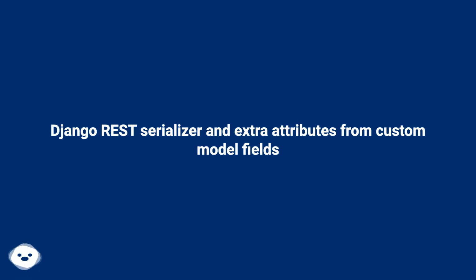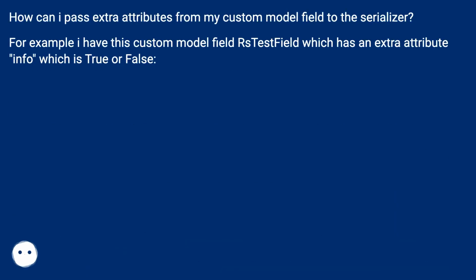Django REST Serializer and extra attributes from custom model fields. How can I pass extra attributes from my custom model field to the serializer? For example, I have this custom model field test field which has an extra attribute info which is true or false.